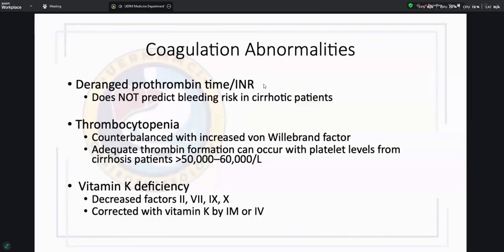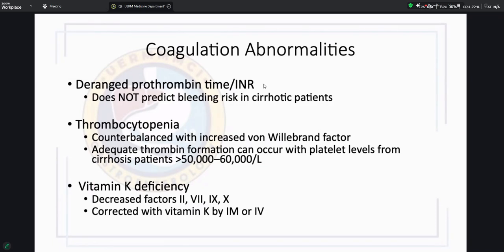So patients with cirrhosis, despite having a prolonged result of prothrombin time, do not necessarily have that bleeding risk. So correction of INR using fresh frozen plasma is not really necessary unless the patient is actively bleeding or the procedure is a high-risk procedure for bleeding. In addition, patients may have thrombocytopenia from hypersplenism, but this thrombocytopenia is counterbalanced with an increased von Willebrand factor.